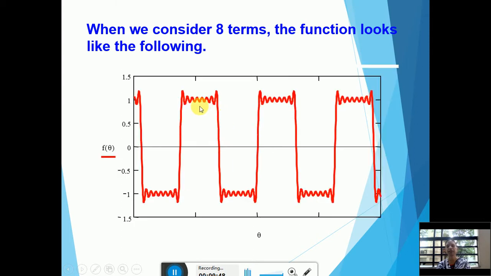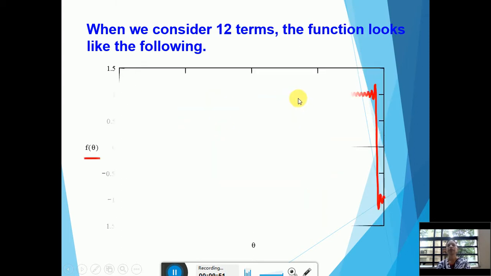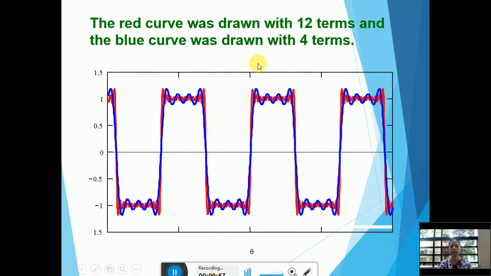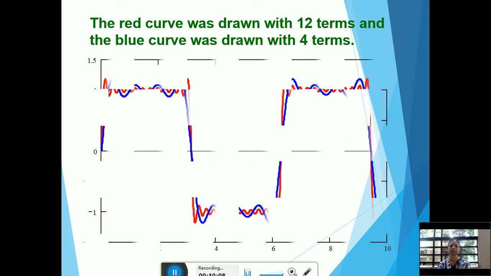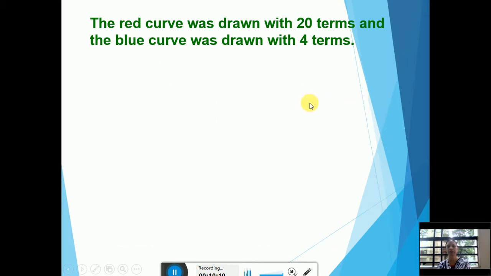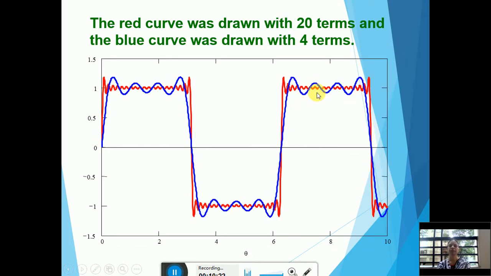As the number of terms increases, see what's happening. If you take 12 terms, combining these two, the red curve is with 12 terms and the blue is drawn with 4 terms. So the more the number of terms, the better the approximation, the closer it gets. In the same way, the red curve is drawn with 12 terms, and the blue curve is drawn with the other number, as shown here. Now 20 terms. So actually the given signal is comprised of so many terms.